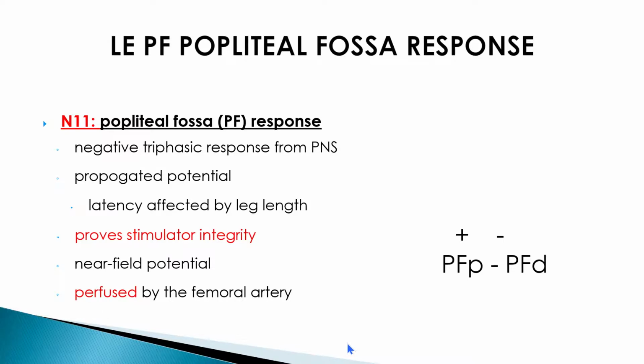It's a near field potential. We got the electrodes right over the popliteal fossa valley, and we get the response there, so it's near field. And it's perfused by the femoral artery.